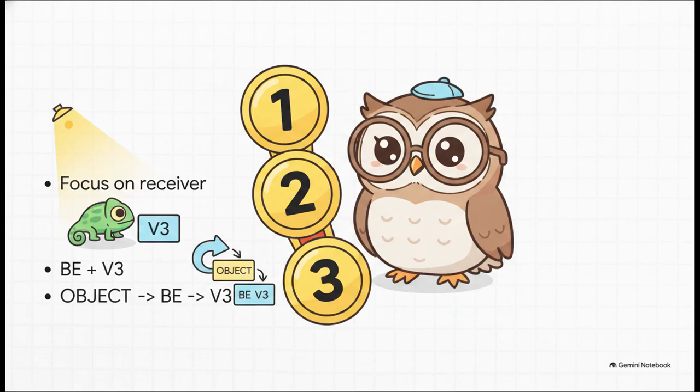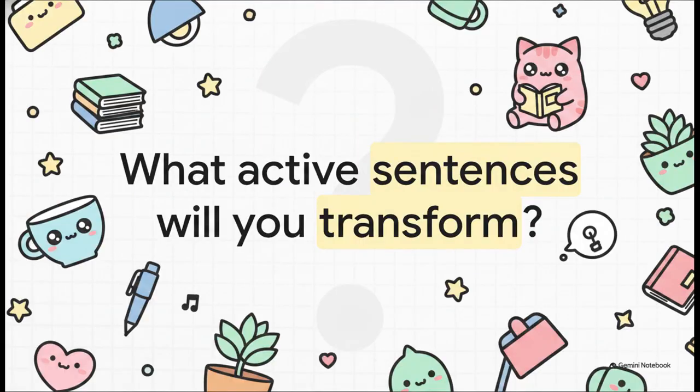So, let's quickly recap the 3 golden rules you need to take away today. Number 1, the passive voice puts the focus on the action or the receiver. Number 2, your core formula is always be plus V3. And number 3, the transformation process is simple. Move the object, choose your be verb, and change the main verb to V3. And honestly, that is the whole shebang. You've completely decoded the passive voice.